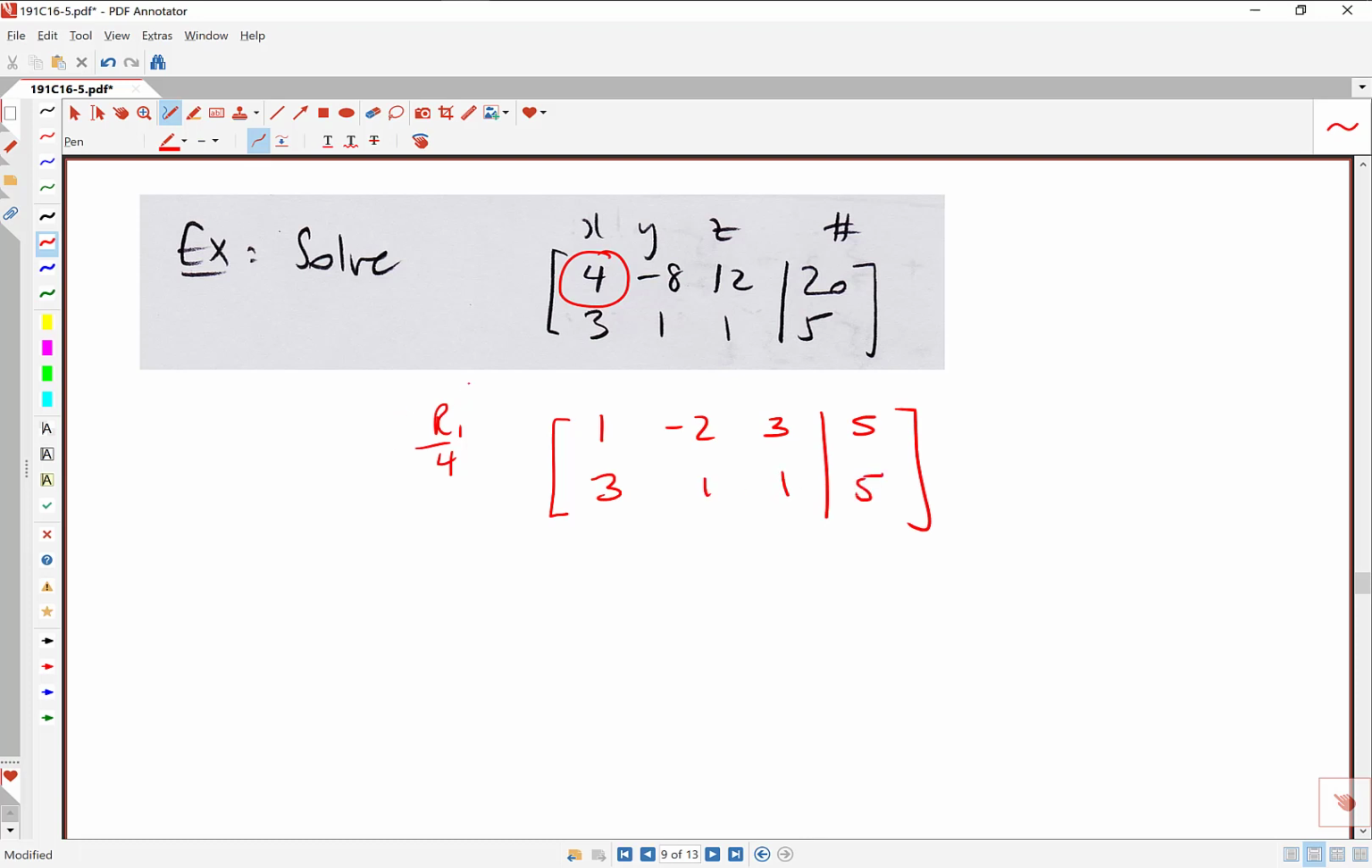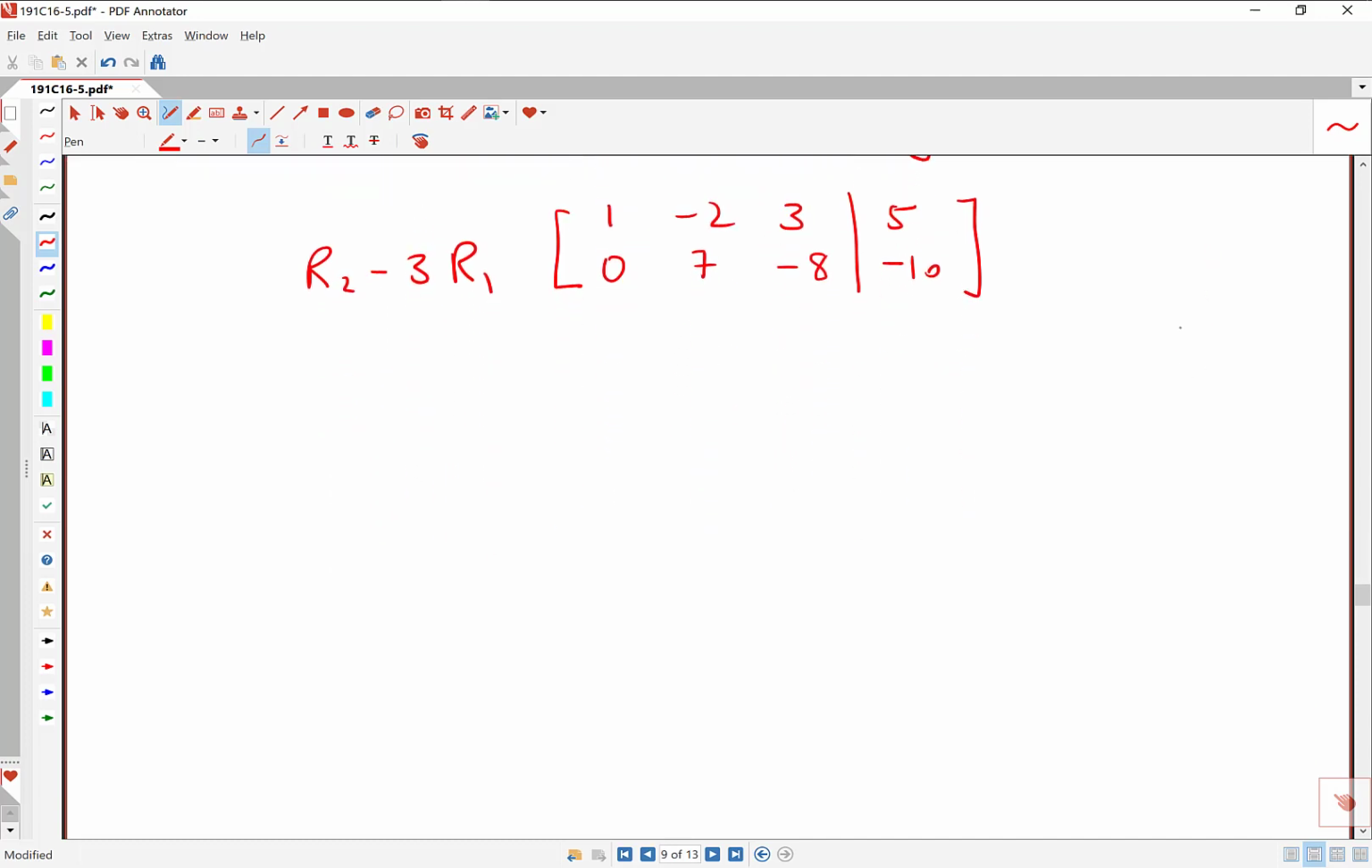Okay, then once we get that pivot, we want to clean up the rest of that column. So we want to get rid of this 3 here by going current row minus the number that you're trying to eliminate times your pivot row. So row 2 minus 3 row 1 is going to give us 0, 7, -8, and -10. Okay, and we can recopy our top row. So at that point, we've got the first column cleaned up.